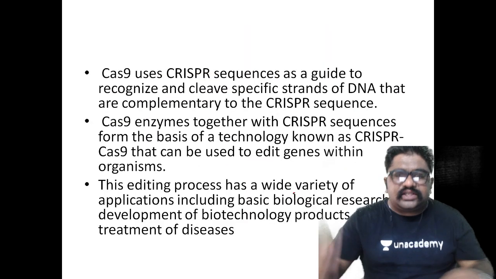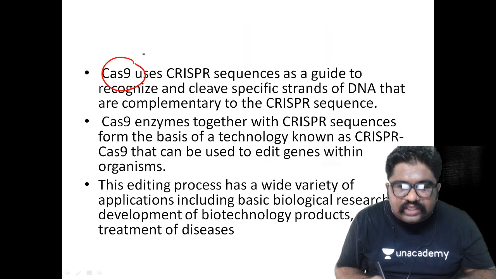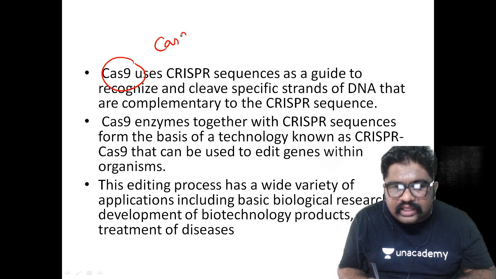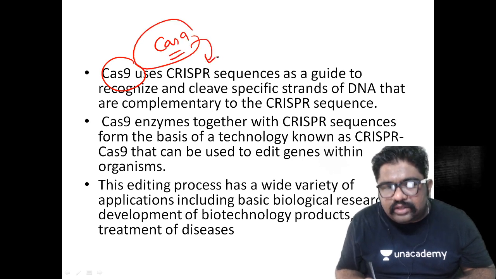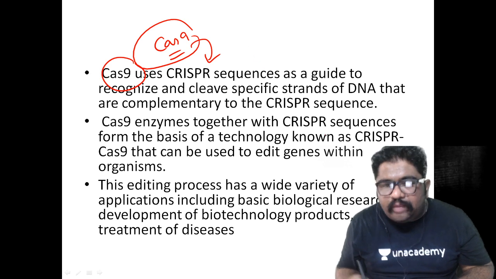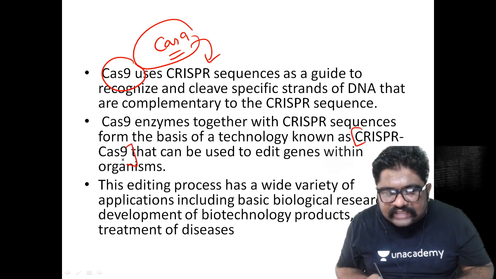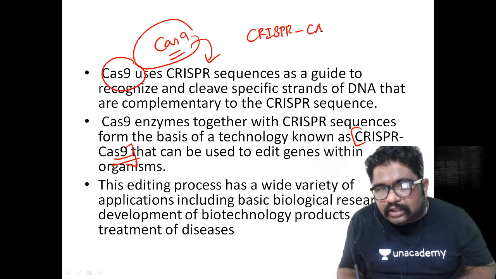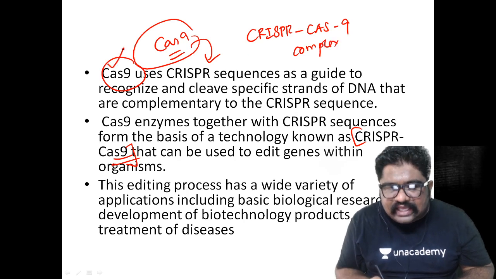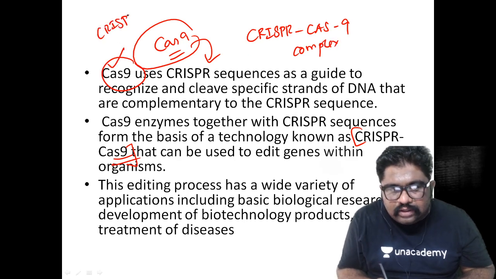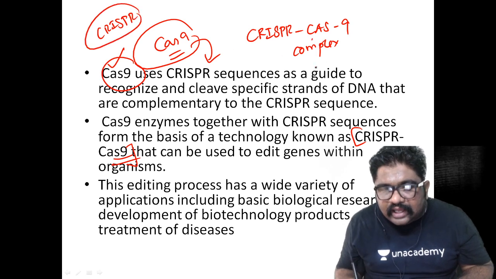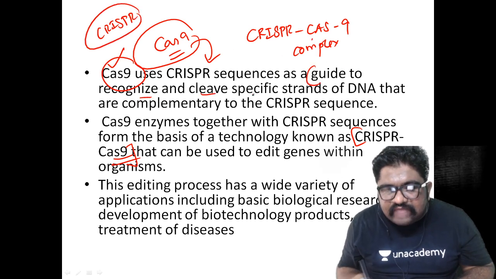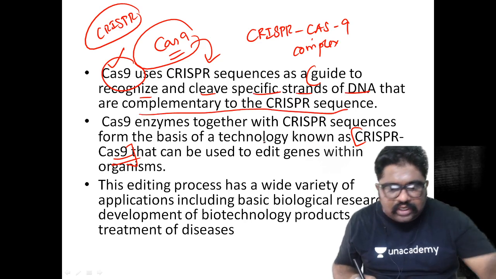Okay, what is the extra information you have to know? Now look at this. There is something called Cas9. This Cas9 uses CRISPR sequences. The combination will be referred to as the CRISPR-Cas9 complex. I'll write it here. Now this Cas9 will use CRISPR. That CRISPR will help in guiding it to recognize and cleave specific strands of DNA that are complementary to the CRISPR sequence.